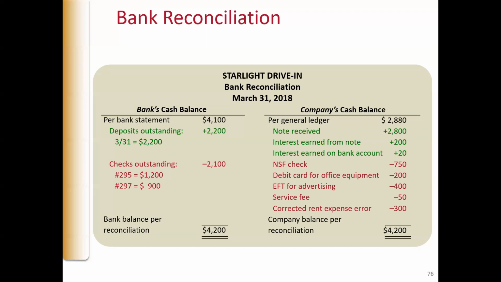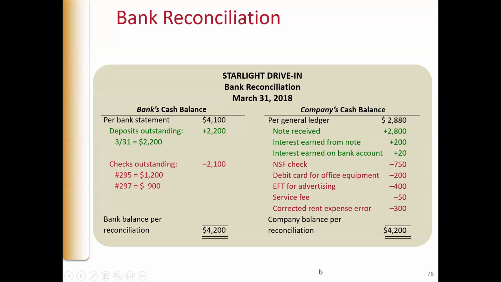The NSF check of $750, a debit card for office equipment of $200, electronic funds transfer for advertising $400, service fee of $50, and we needed to correct the rent expense error, so it looks as though the bank was right, but we recorded that check to be off $300.